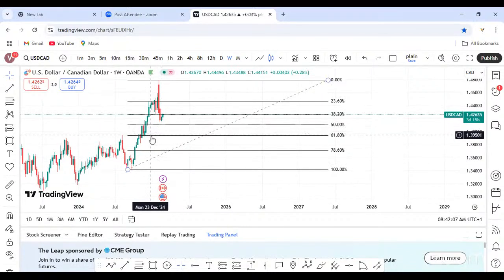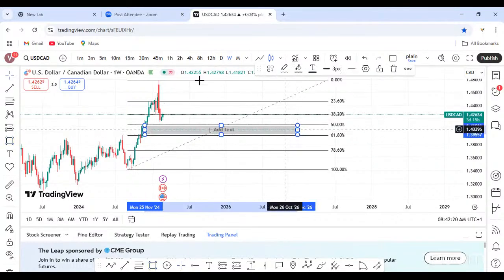There's still more room for USD CAD to trade below, except of course, it's a strong moving trend. And if that is the case, it's just going to find support from this level and continue to buy. But so far, what I am looking out for is for price to trade in here.